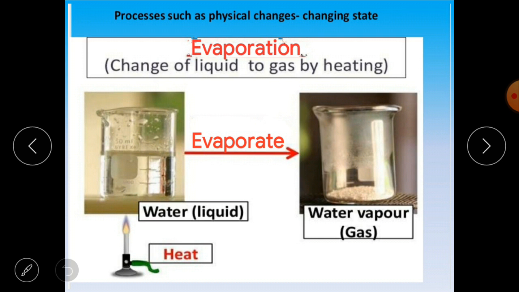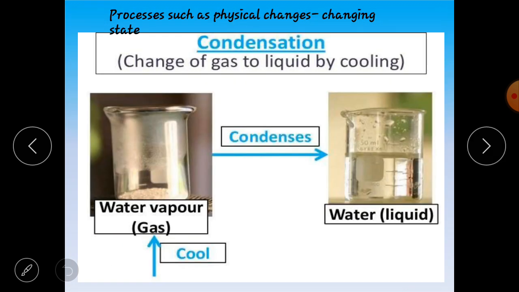Evaporation. Change of liquid to gas by heating is known as evaporation. The water that is a liquid on getting heated up gets converted into water vapor. Condensation. Change of gas to liquid by cooling is known as condensation. The water vapor in a gaseous form condenses to form water in a liquid form.